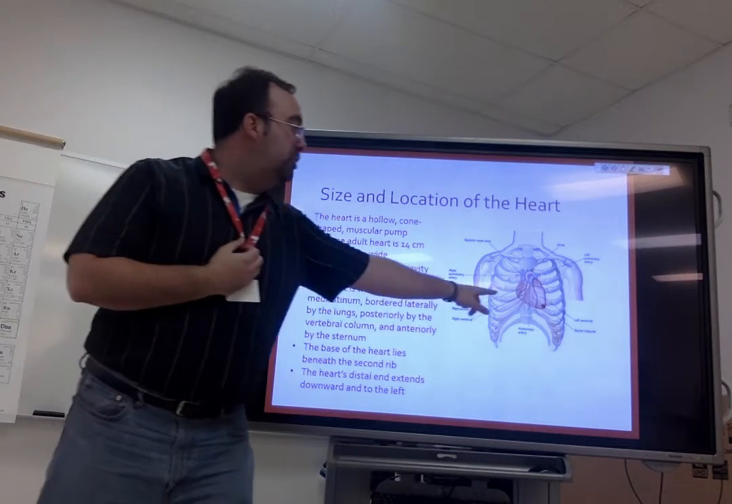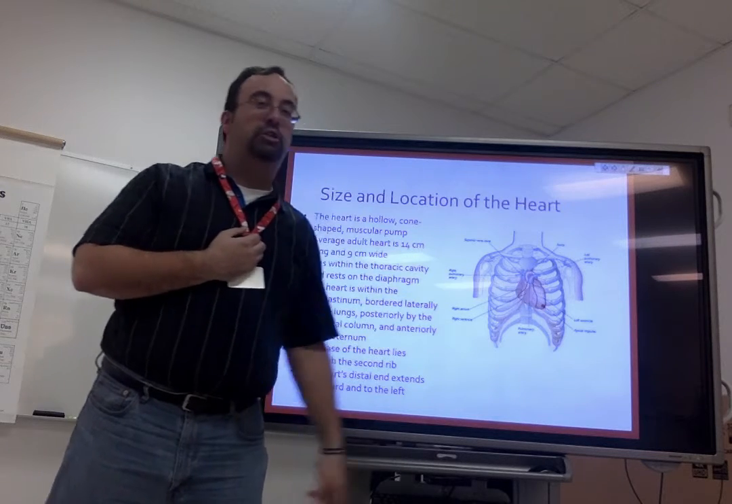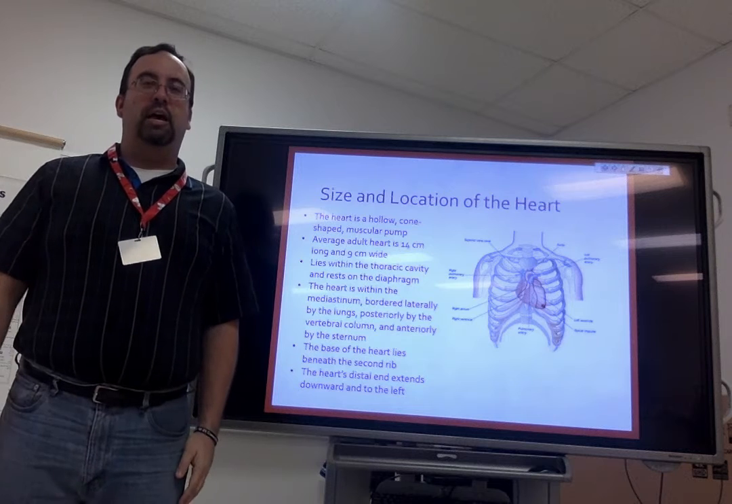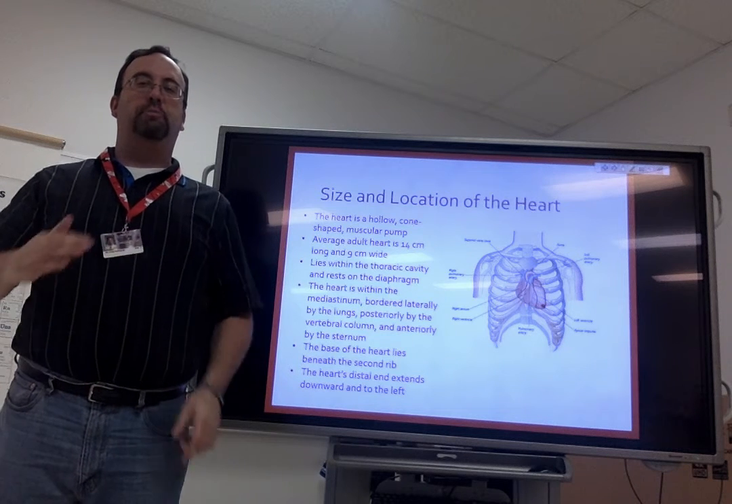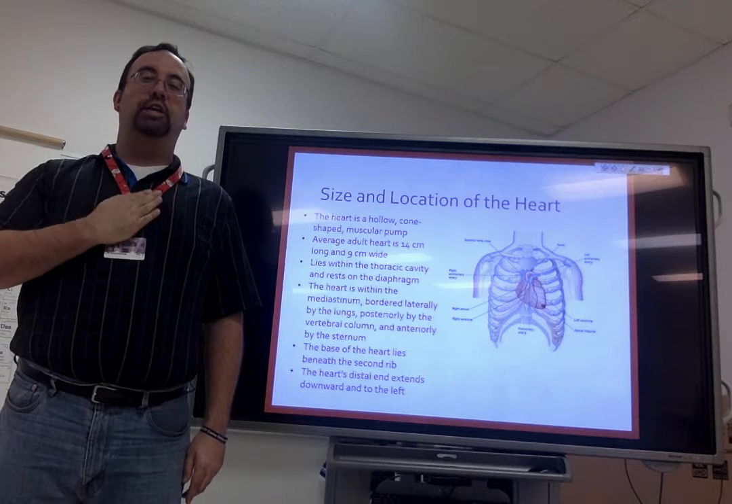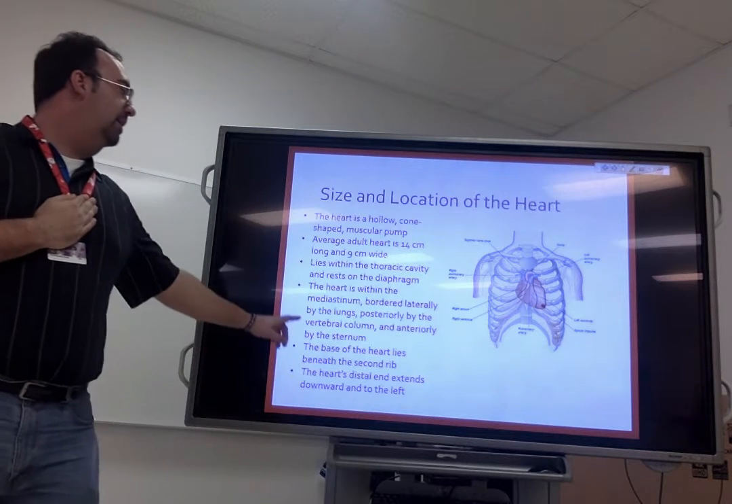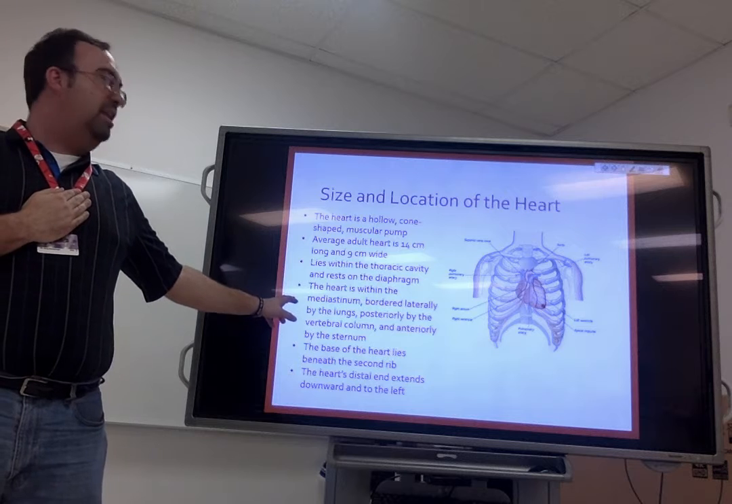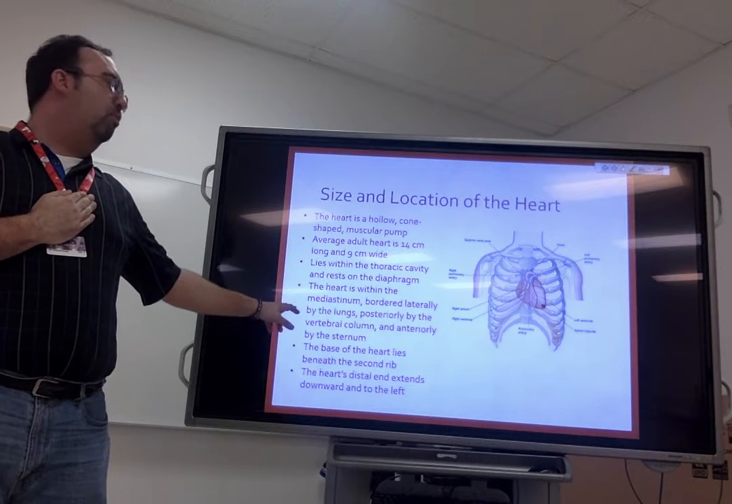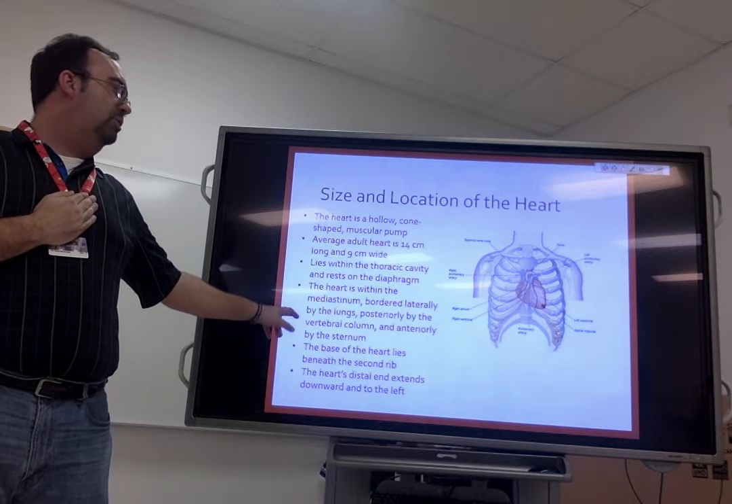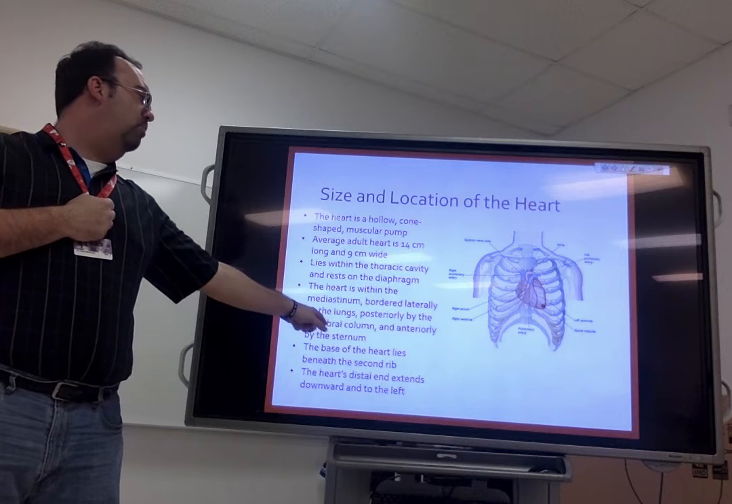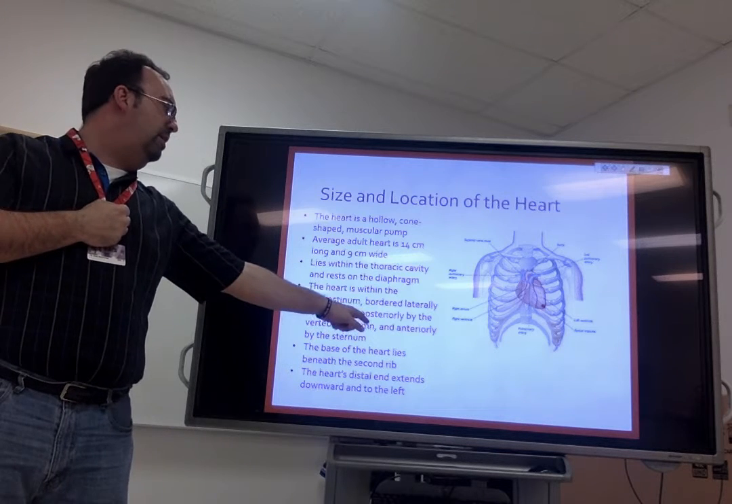Your heart, as you can see here, is more centrally located than a lot of people believe. So perhaps when we do the salute to the American flag, we should put our hands right here instead of over here, because our heart is actually more about here. All right. The heart is within what's known as the mediastinum, and it is bordered laterally by the lungs, either side of your lungs, here's your heart, posteriorly by the vertebral column, and anteriorly by the sternum.